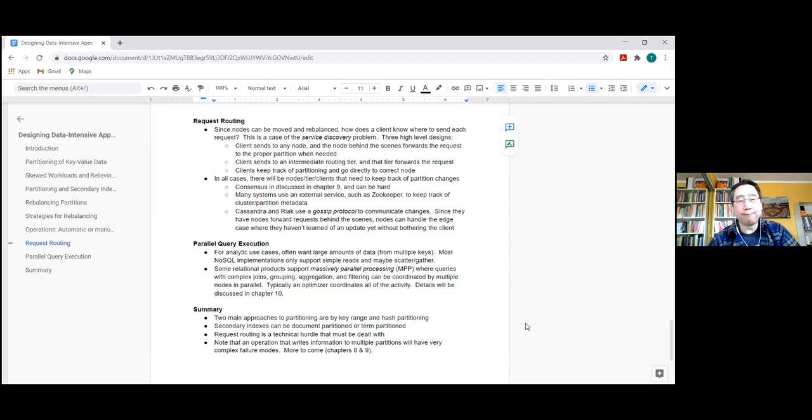And so consensus is one of the general algorithms you can use. That's tricky. That's going to be talked about in chapter 9. Last week we mentioned it a little bit. A lot of people use Zookeeper, which came up last week. And then another way you can do it is using what they call a gossip protocol. I read a little bit about gossip protocols, but I'm not really quite sure.